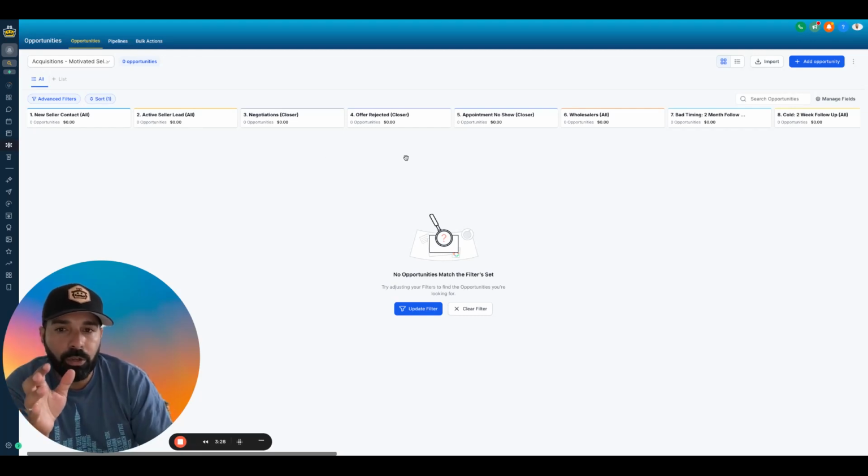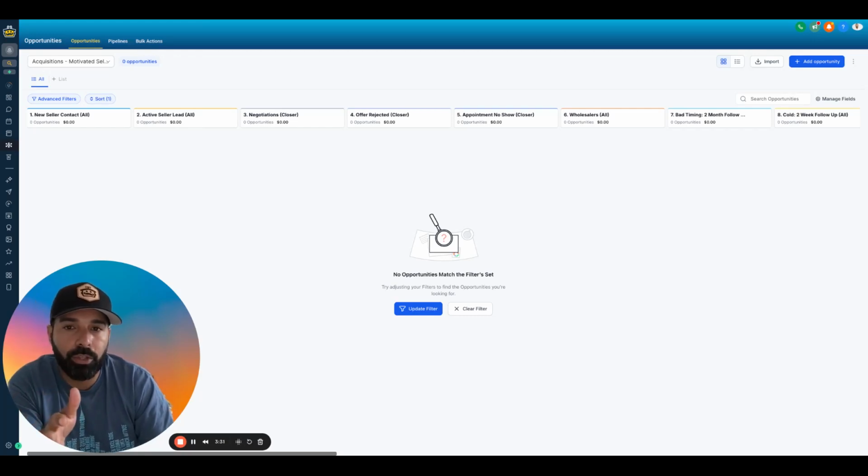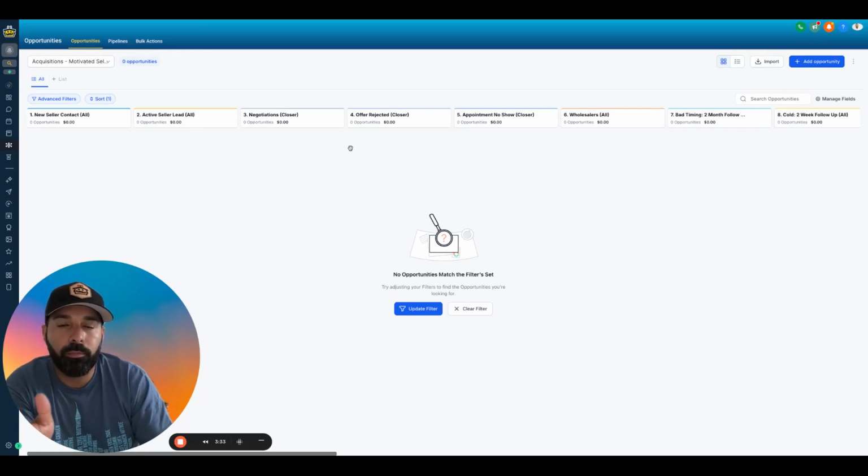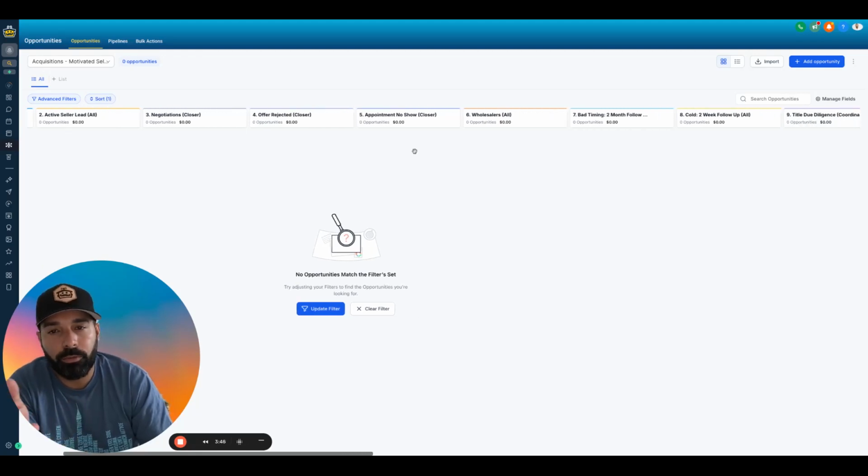So every single one of these stages has a set of tasks or automations to help push the lead through to essentially an unqualified lead, abandoning it, or closing it. Offer rejected is seeking a renegotiation. We're seeking a renegotiation, right? Appointment no show: a lot of these seller appointments that get booked online, they just don't show at all.